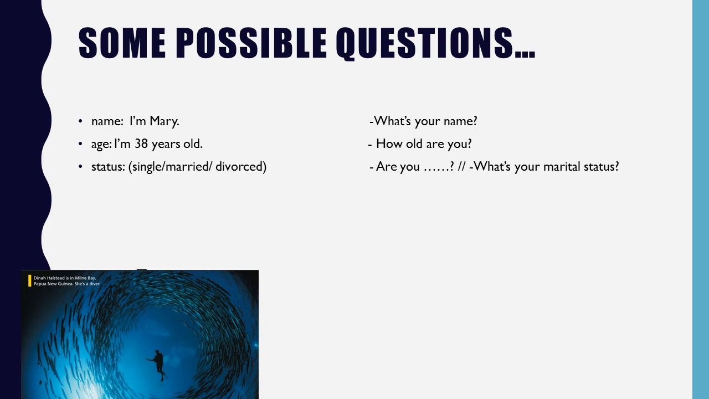We can also ask about status, when you ask, for example, are you single, are you married, are you divorced? Or if you don't know, you can ask, what's your marital status? Sometimes we can also use adjectives. For example, when you want to ask about a person's personality or physical characteristics, when you ask, are you tall, are you shy?